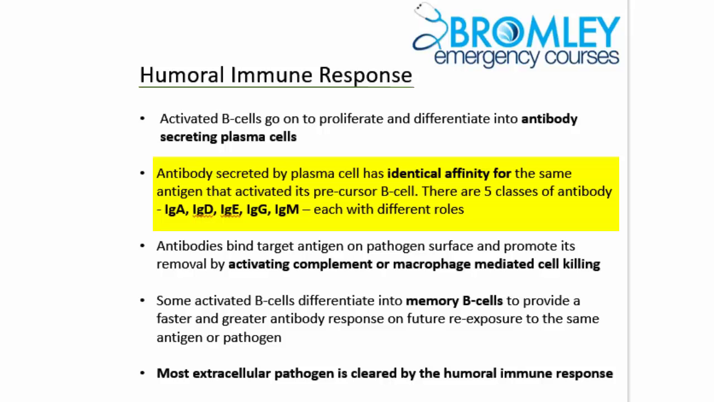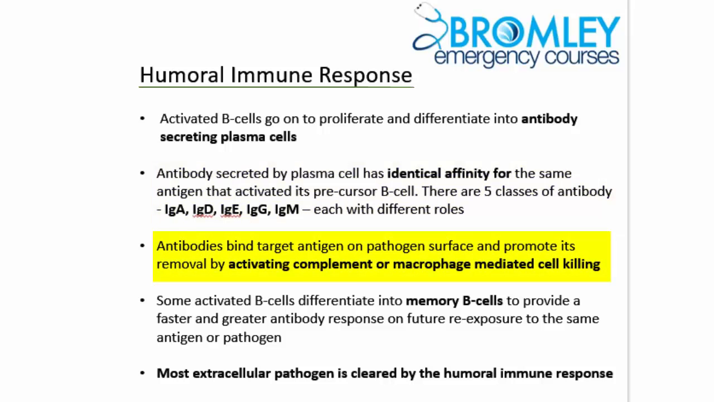We'll talk more about antibodies and immunoglobulins in the next tutorial, but for now, let's recognize that there are 5 classes of antibody: IgA, IgD, IgE, IgG, and IgM, and each of those has a different tissue location and a different role within the humoral immune response. The primary function of antibodies, however, is to bind target antigen on the cell surface of pathogens and promote the removal of the pathogen by activating either complement-mediated cell killing or macrophage-mediated cell killing. So antibodies don't kill pathogens themselves, but they coat the pathogen by binding to pathogenic antigens and then promote removal or killing of the pathogen via activating complement and macrophage-mediated killing.